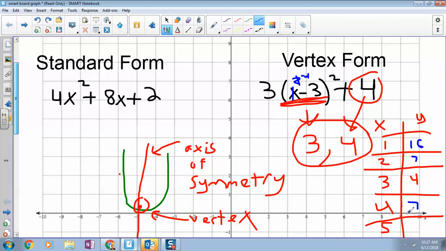So then once I have that, because it's symmetrical, I would plug in 1 or 5. That's my vertex, and then I would just plot those points to graph it. After you get the vertex, it's the same process of plugging in an xy table.